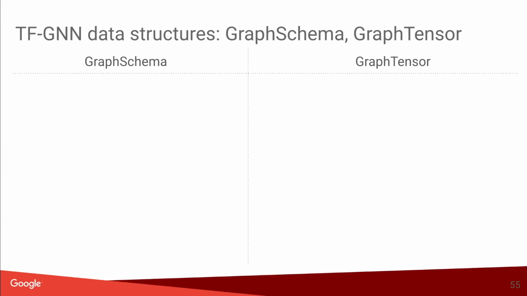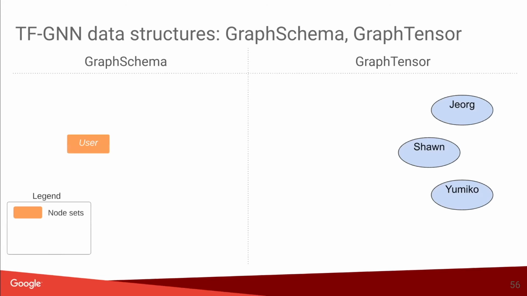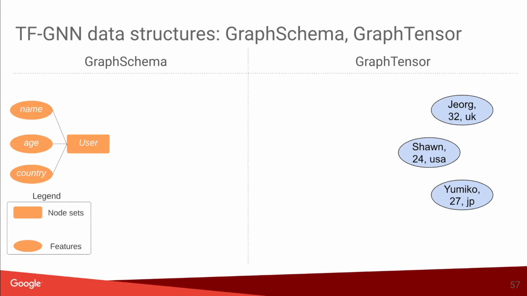Now let's take a look at a concrete example of how the graph schema and the graph tensor work together. Let's first add this node set named user, and the graph tensor can have multiple nodes of this type. Here in the graph schema, we declare the user node to have these features, name, age, and country, and respectively we'll have the feature tensors in the graph tensor with the accompanying features for this user node set. Here we can see that there is this is-friend relation between the user node sets, and the respective directed edges can be seen in the graph tensor.